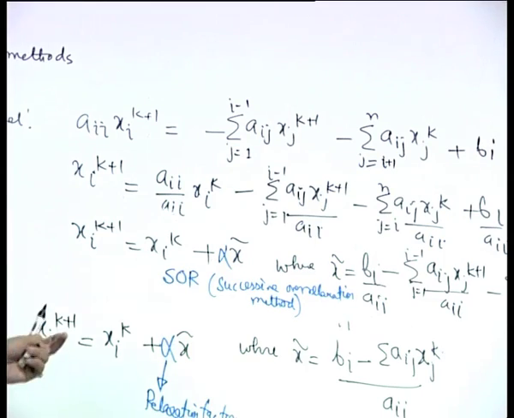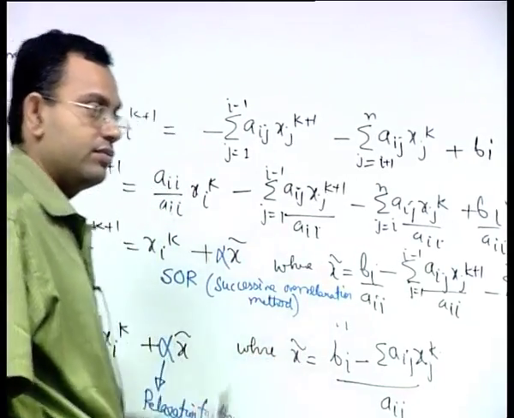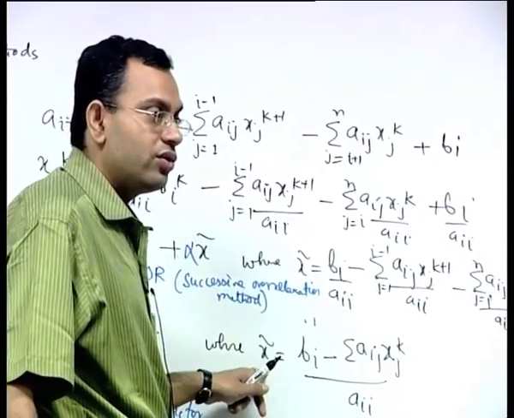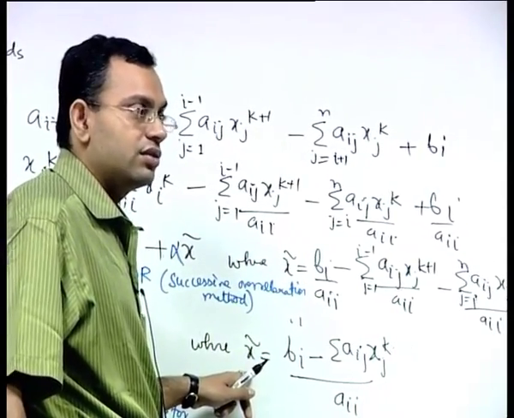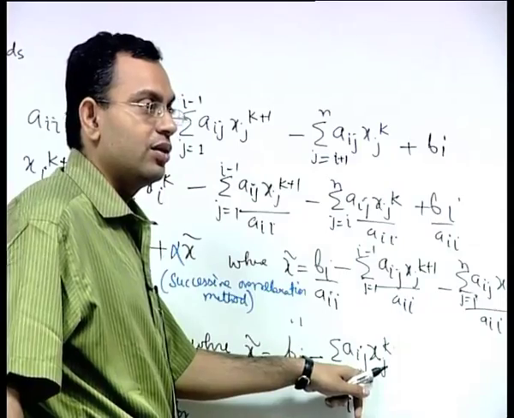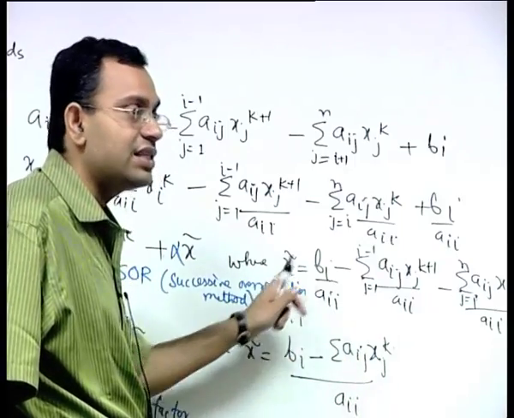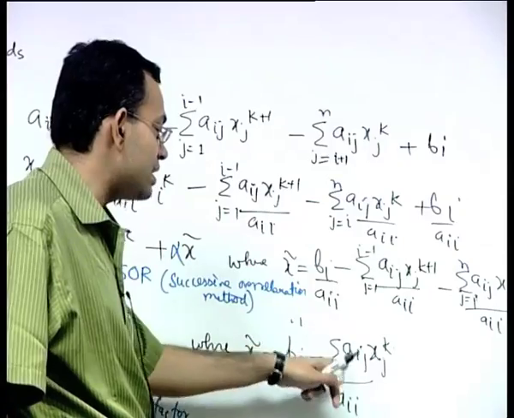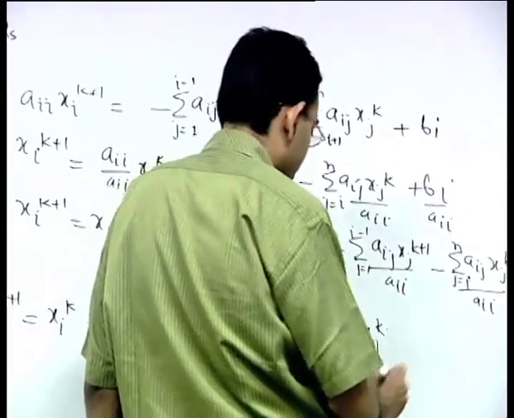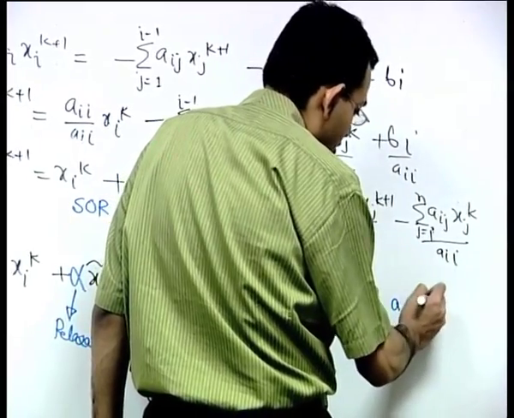Now can you identify what is the significance of this x tilde? This x tilde is equal to 0 when the convergence has occurred, and this x tilde is nothing but equal to b minus Ax during the iteration. So it is a residual. So x tilde is a normalized residual, it is b minus Ax normalized with respect to the diagonal coefficient. So this is a representation of the residual.